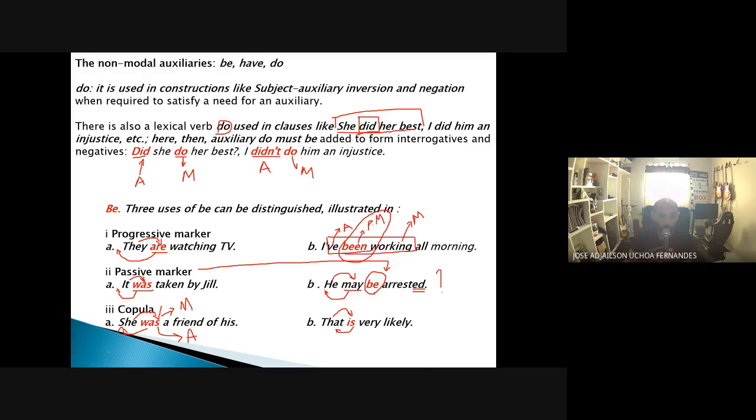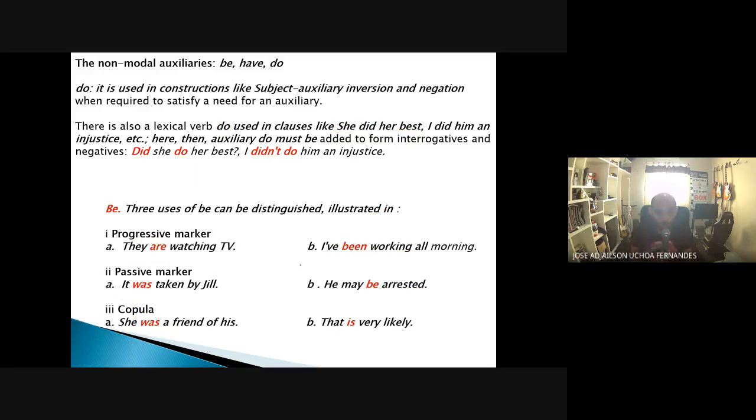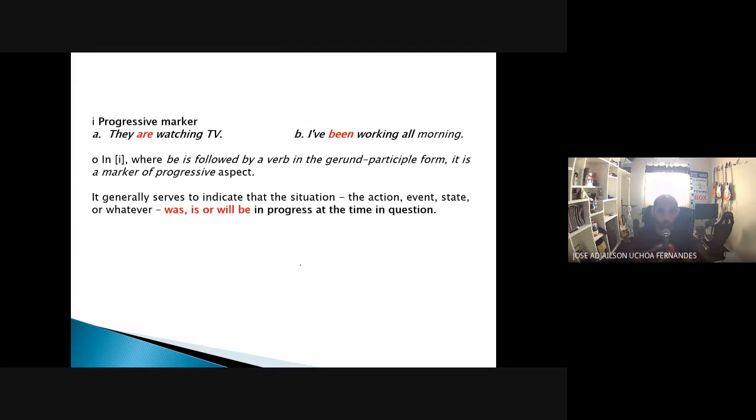Okay? Questions about this? So these are the three possibilities, the three uses of be: progressive marker, passive marker, or situations of copula, in which it is both auxiliary and main verb. We will explore each use in no time. As a progressive marker, for example, we have they are watching TV or I've been working all morning. In both cases, be is succeeded by a verb in the ing form.